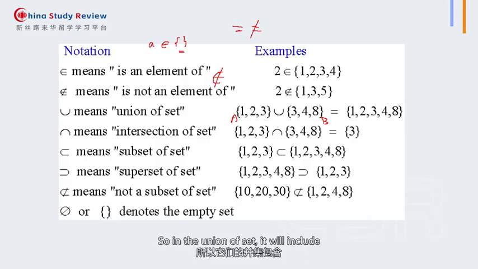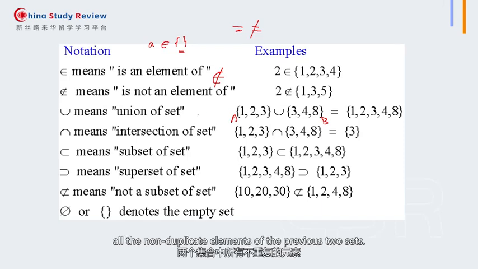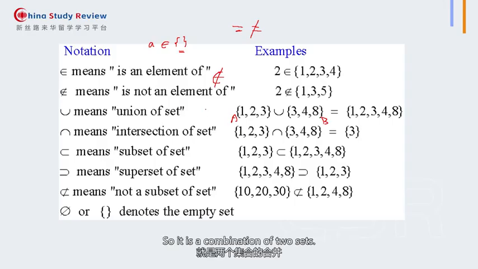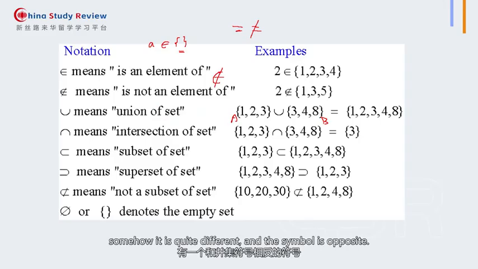Okay, so in the union of sets, it will include all the non-duplicated elements of the previous two sets. So it is a combination of two sets. And then if we have union, then we have intersection. I won't say it's the opposite, but somehow it is quite different. And the symbol is the opposite.